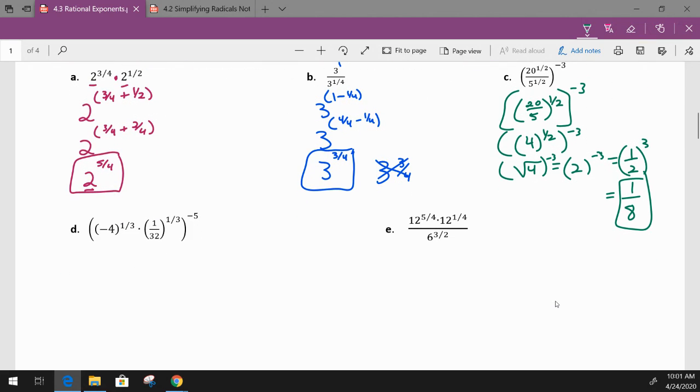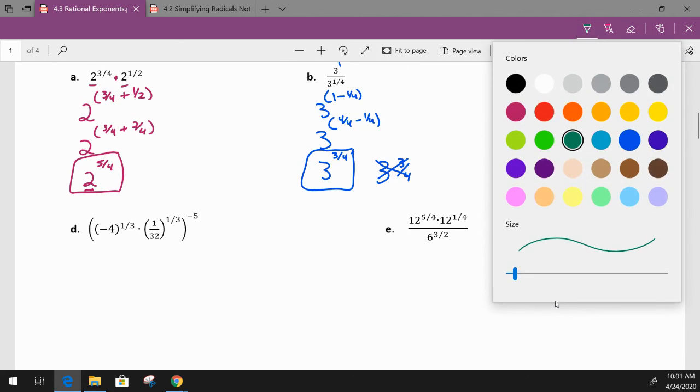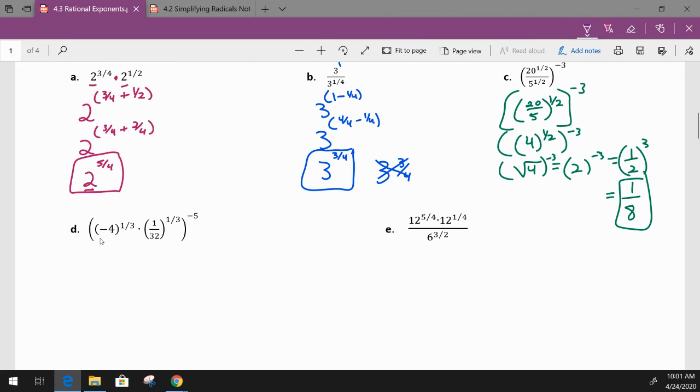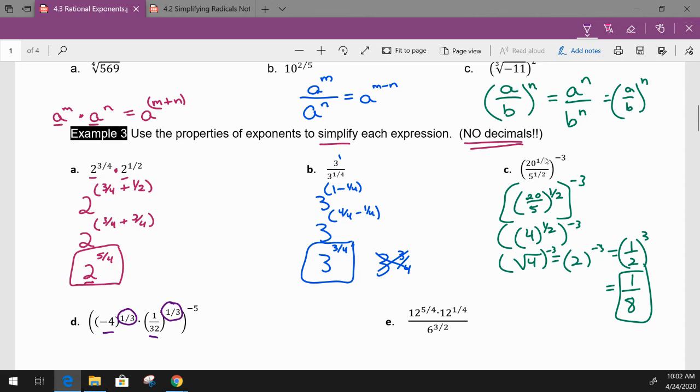Okay, so the next couple here, we're using a few different rules. So you have to sometimes be creative, actually. All right, so starting from the inside out, if you look at the inside, you have -4 to the 1/3 power, and you've got 1/32 to the 1/3 power. So what do they have in common? The exponent. So when your exponent is the same, just like over here in example C, when the exponent was the same, we could divide the bases.